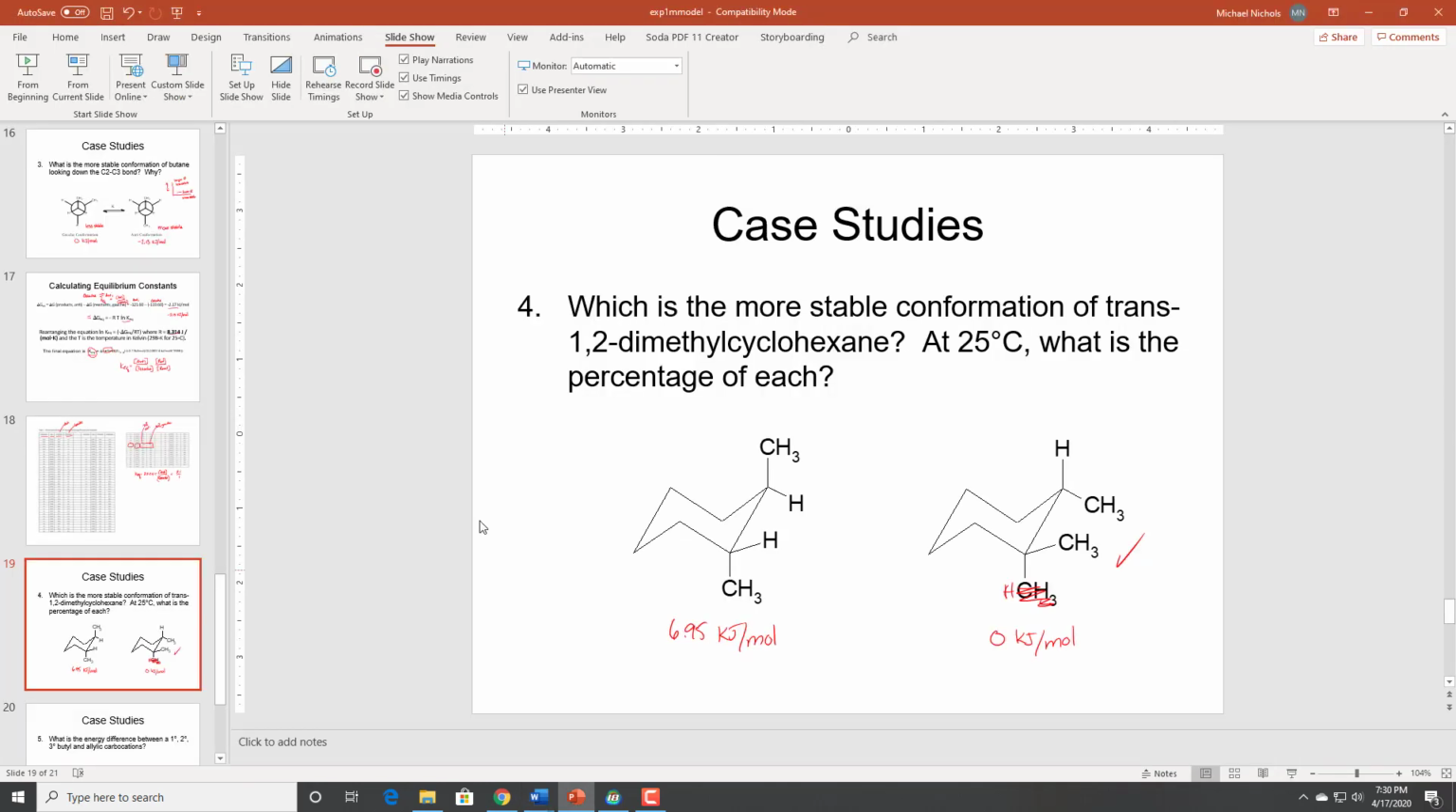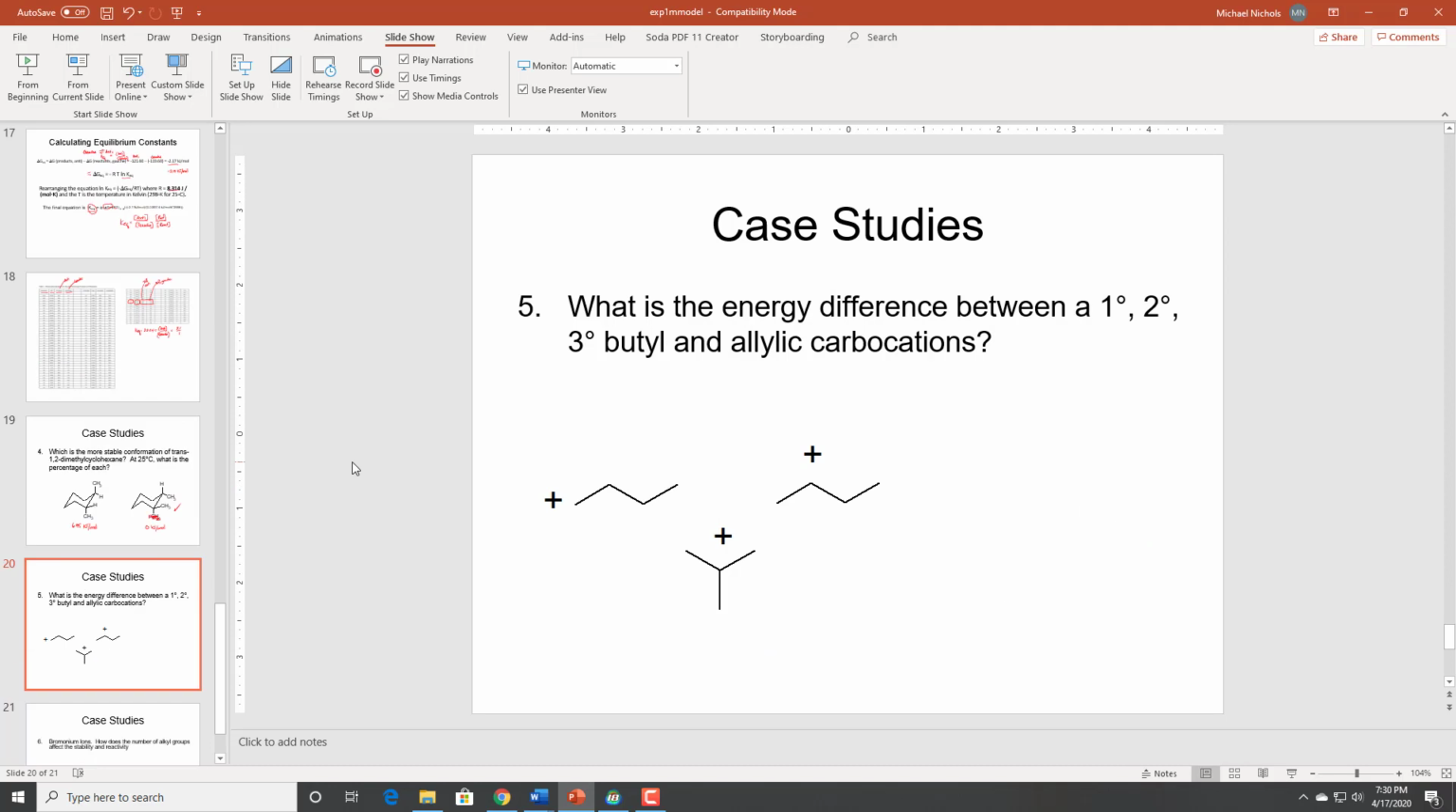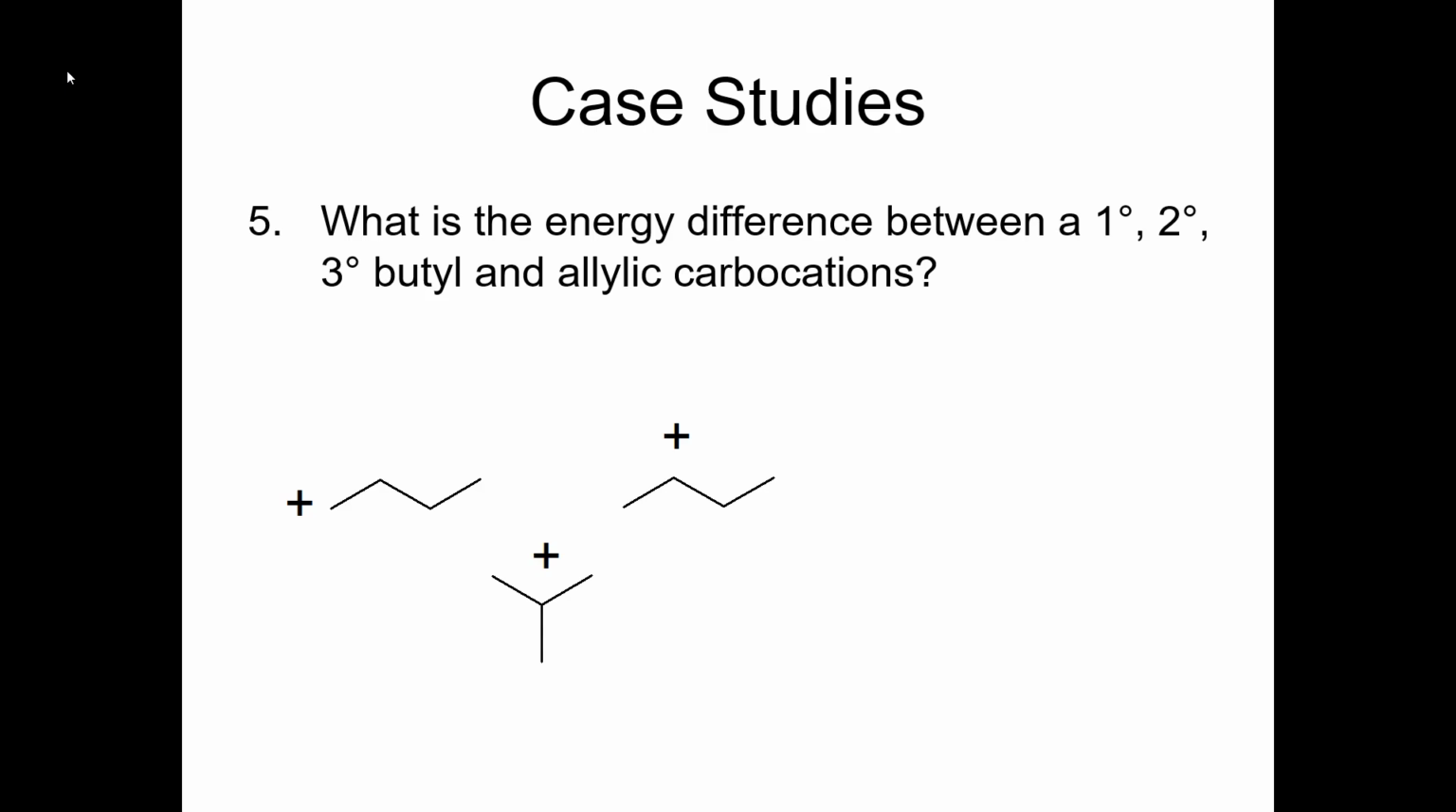All right, let's go to case study number 5, which is going to be number 2. Let's talk about the stability of carbocations, something again from first semester organic. In this case, what I'd like to do is see how much more stable primary, secondary, or tertiary is. Which one is the most stable and by how much? All right, again, if you've made it this far, you should be able to tell me which one is the most stable and which one is the least stable.